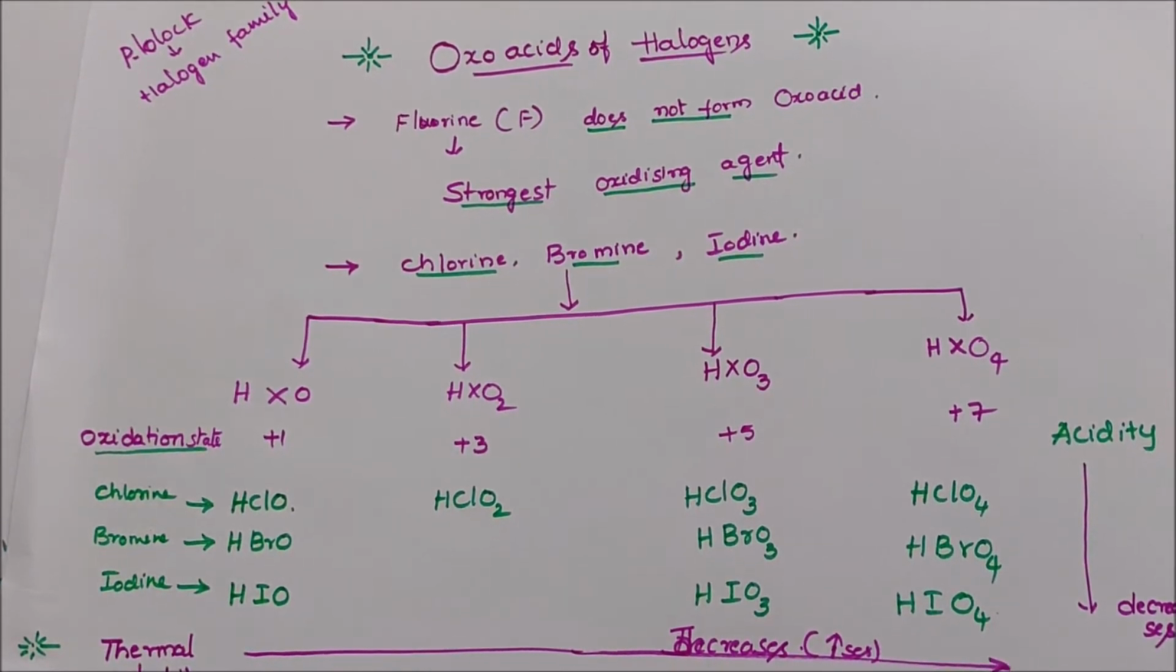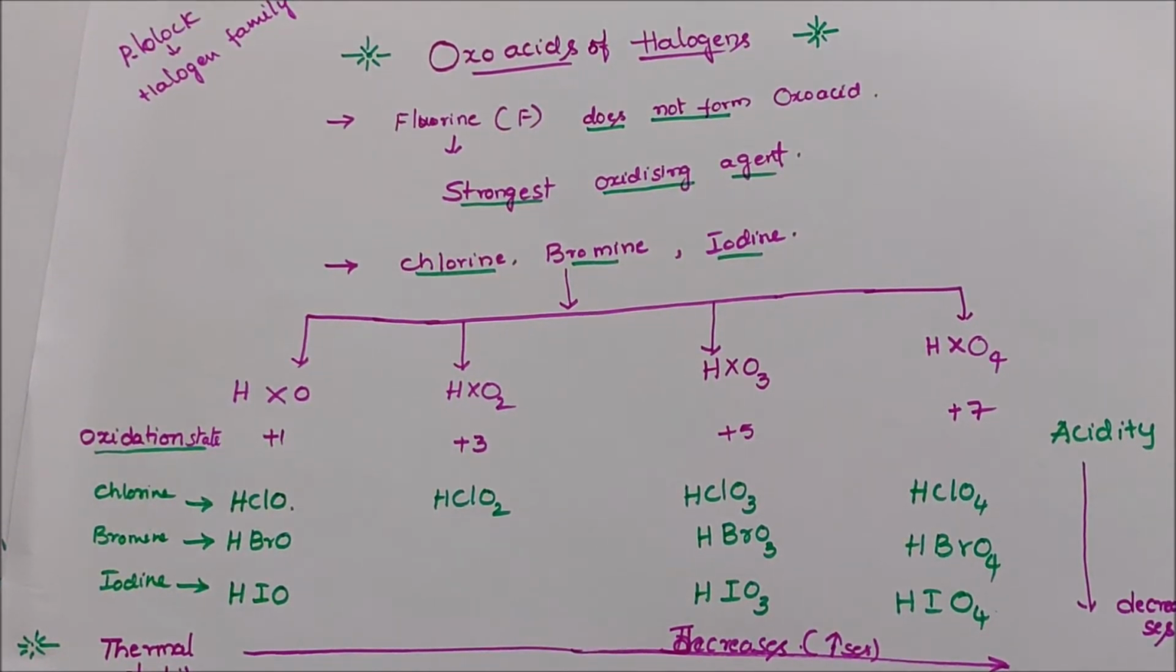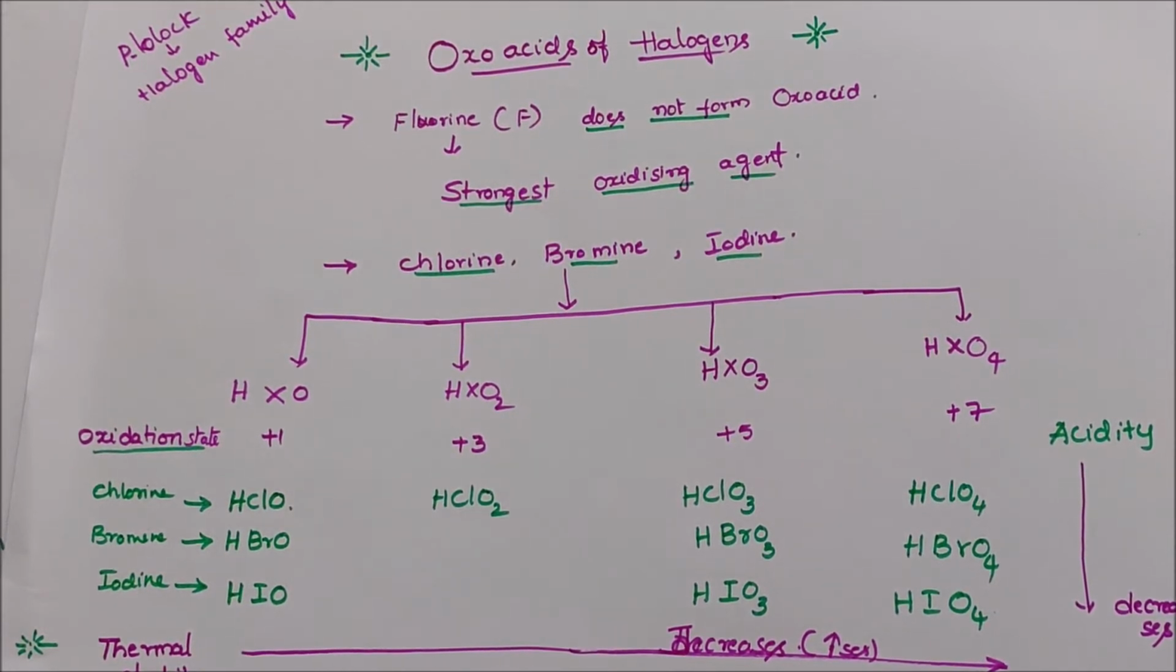In this video lesson, we can understand the concept of p block elements and the halogens family. The main 4 marks question in the board examination is oxoacids of halogens. What is that? Oxoacids of halogens.